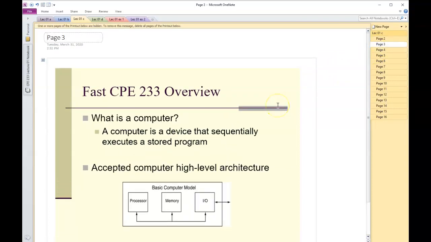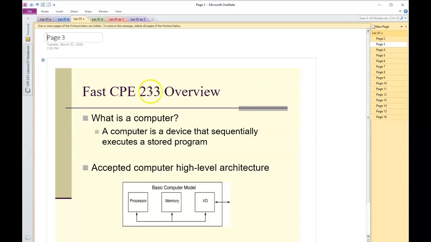So what is a computer? It is essentially a hardware device that sequentially executes a stored program. The issue here is it has a program as you know it, but it's stored somewhere, and it's going to be stored in memory, and we'll be talking about that later today.